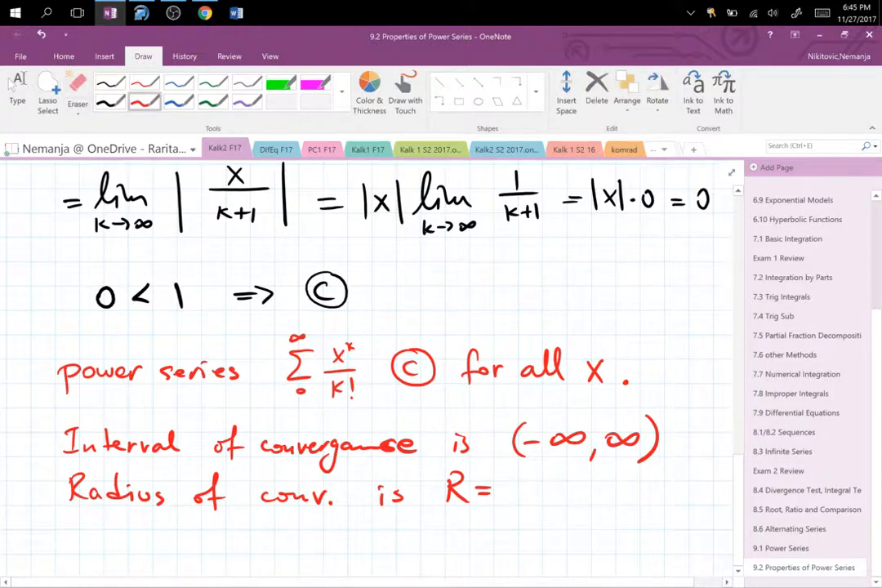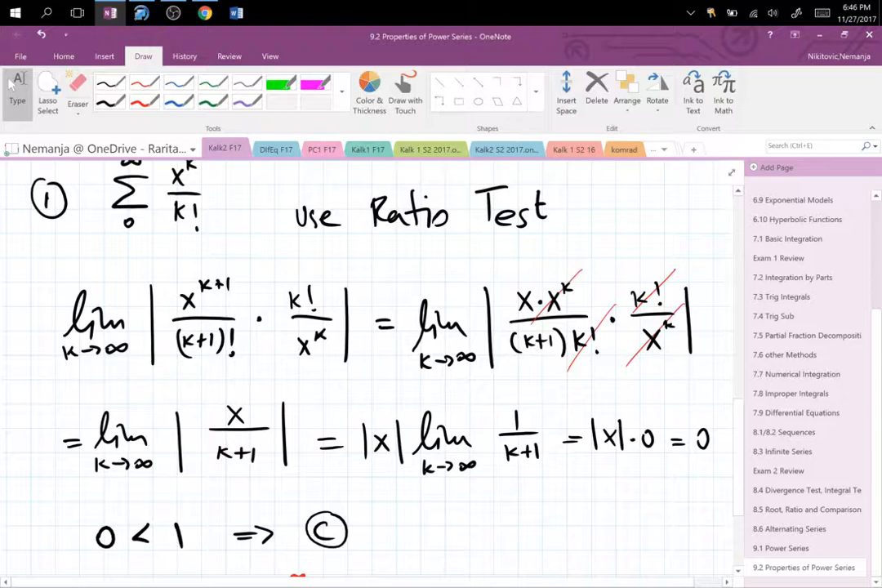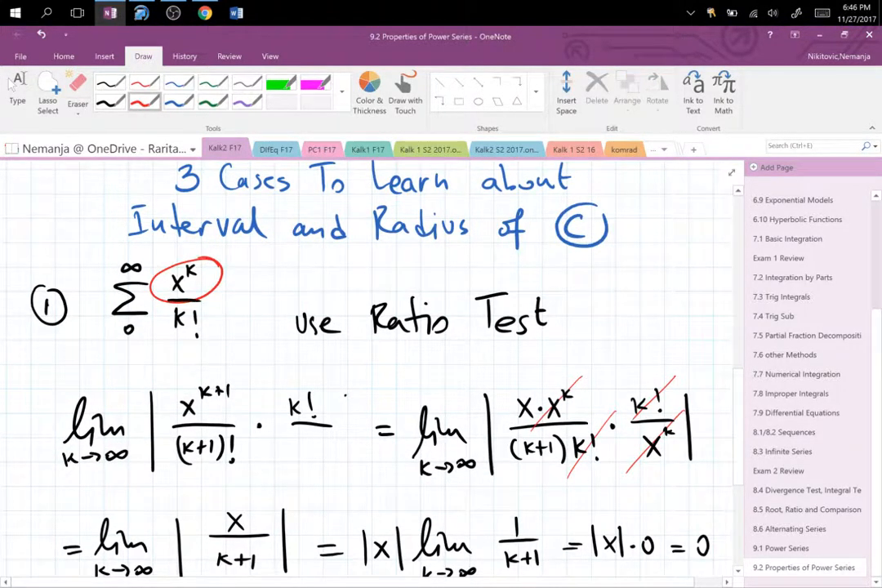Just put infinity, sorry. Now these two parts will be clearer with the next two examples. But I hope you understand now that what we got here is 0. 0 is always less than 1, and by ratio test, when you have less than 1, it's convergence. So we showed, this was a proof actually, that this particular power series converges for any value of x you pick. And that should be common sense because it's divided by factorial, which is superior in terms of the growth.